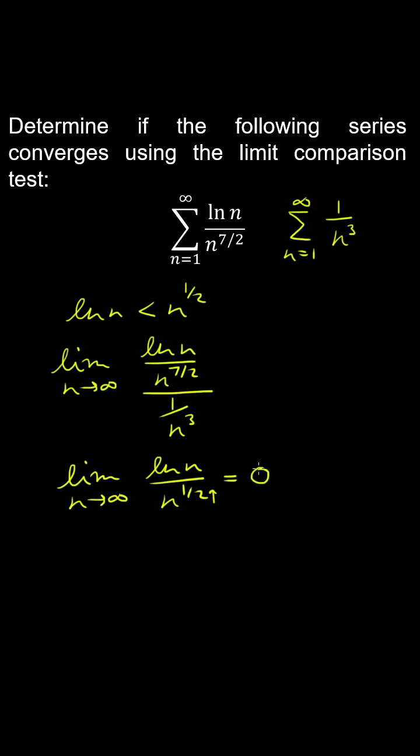So the second rule of the test applies, meaning if this series converges, then so does this series. Well, this is a harmonic p series with an exponent of 3, which is greater than 1, so we know this series converges. And therefore this series also converges by the limit comparison test.